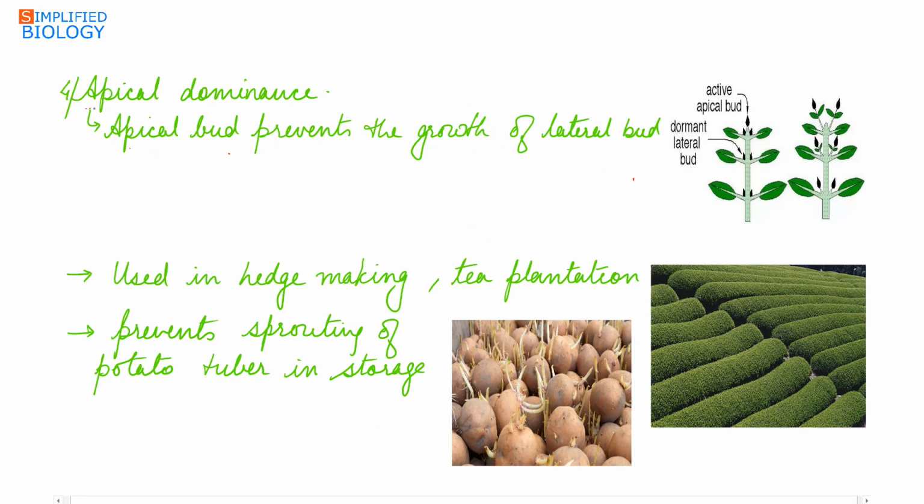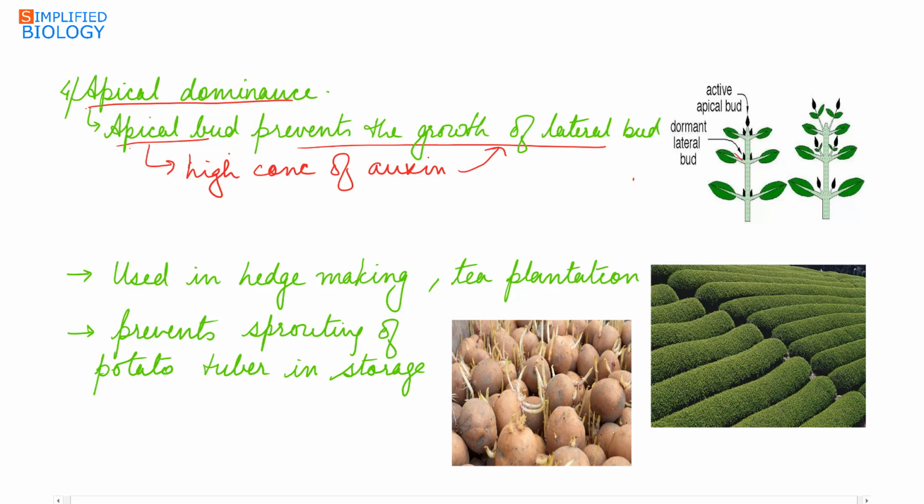Next is apical dominance. That is, the apical bud prevents the growth of lateral buds. Now, as the apical bud has a high concentration of auxin, it prevents the growth of the lateral buds. These lateral buds are unable to grow or become dormant due to the presence of the apical bud.